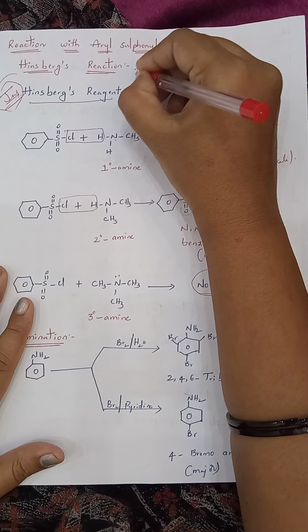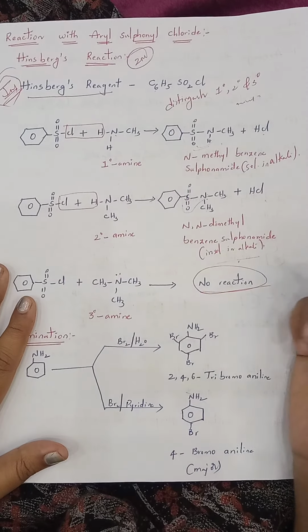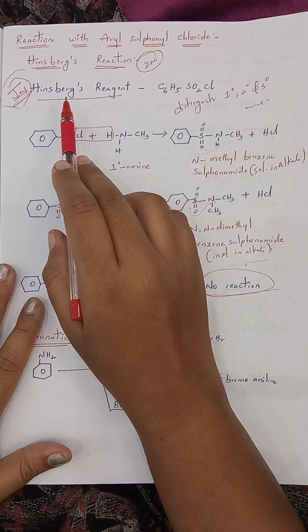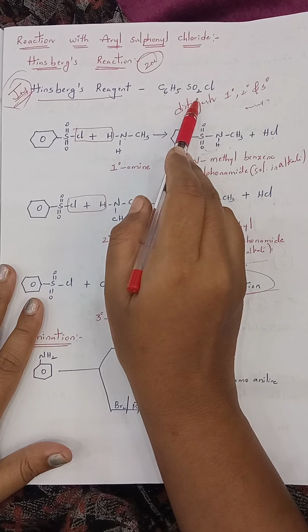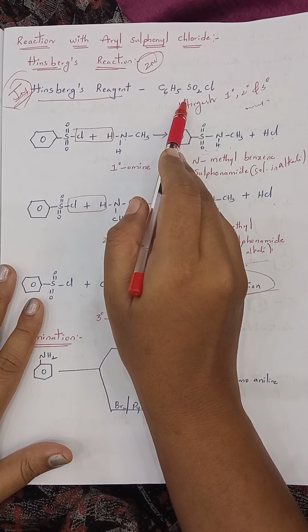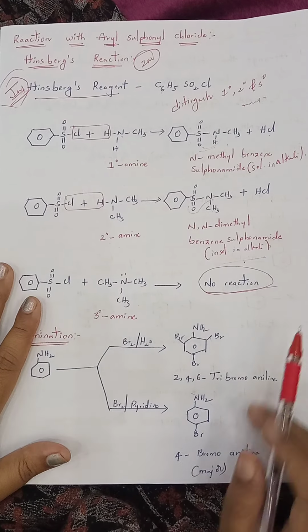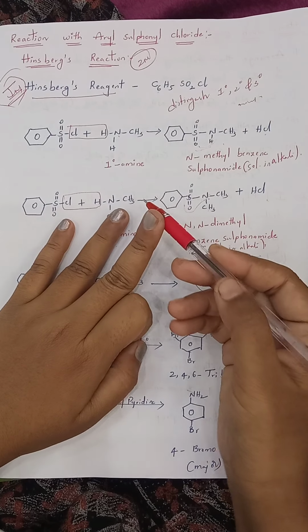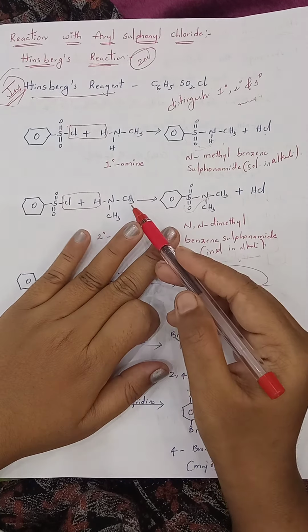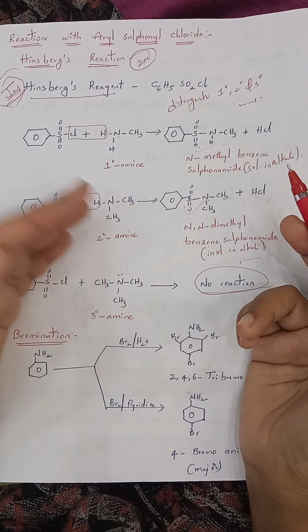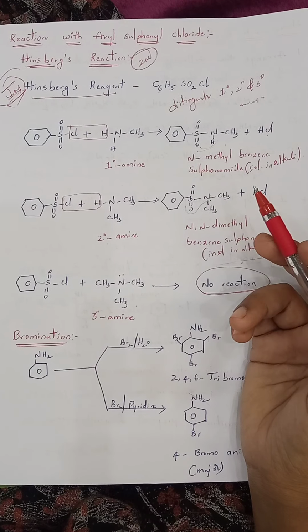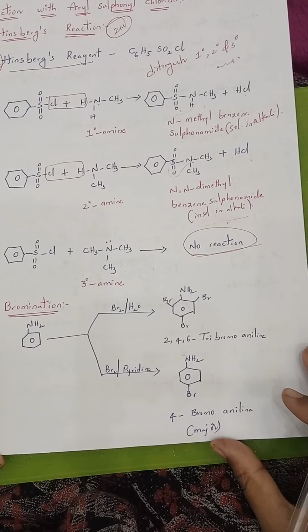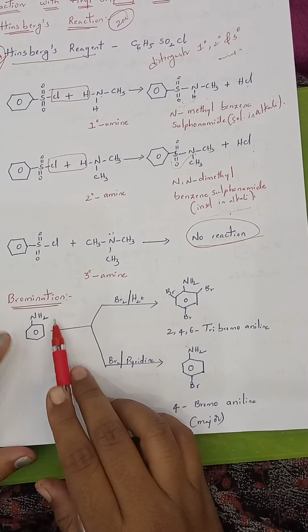This is another most important reaction for 2 marks, or there is a chance to ask for 1 mark. What is Hinsberg reagent? Benzene sulfonyl chloride or aryl sulfonyl chloride is called Hinsberg reagent. That means within the same concept you will get 3 marks. 1 mark question: what is Hinsberg reagent and why we use it, that is to distinguish primary, secondary and tertiary amines.